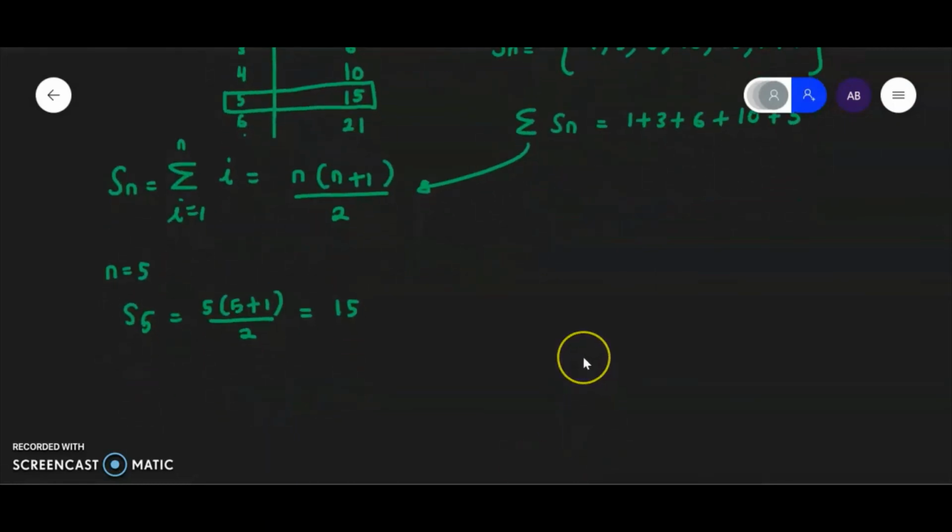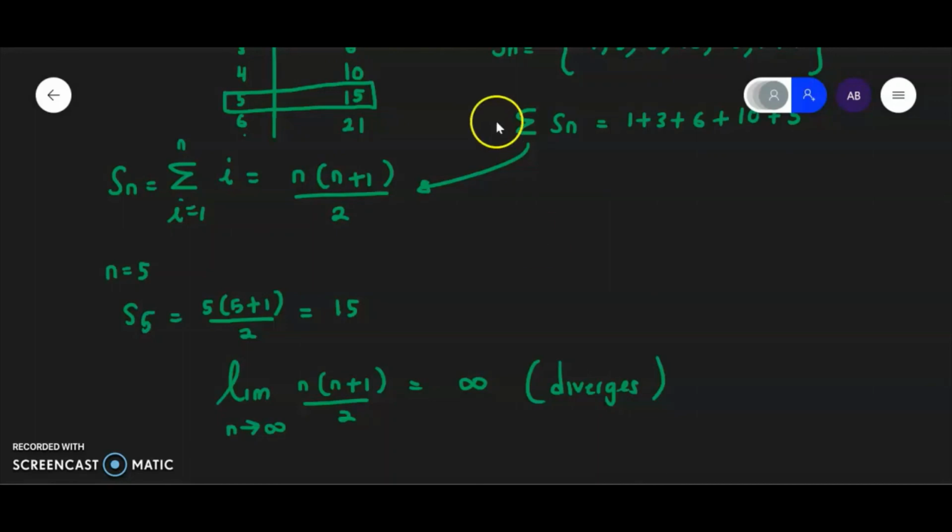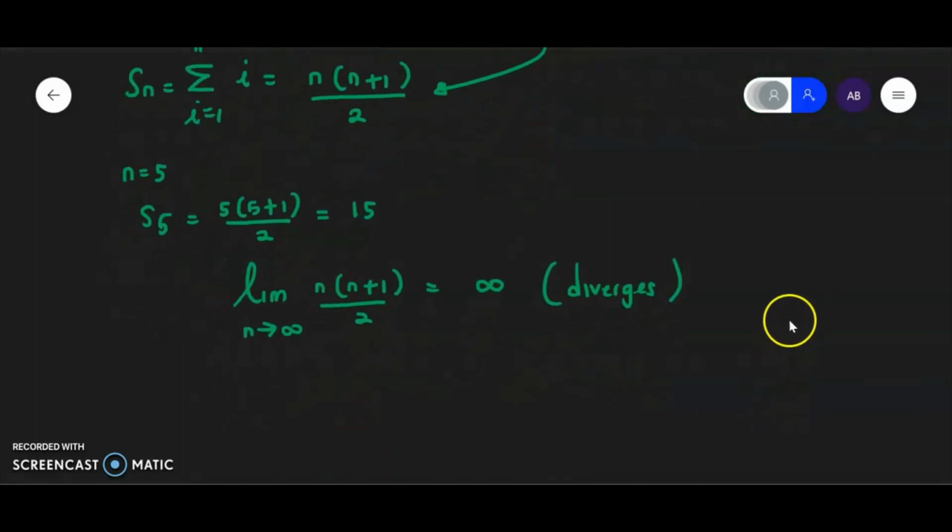So how do I know whether the series converges or diverges? I need to apply the limit as n approaches infinity of n times n plus 1 over 2. We know that it gives you infinity. So the sequence of the partial sums diverges to infinity. Therefore, the infinite series also diverges.